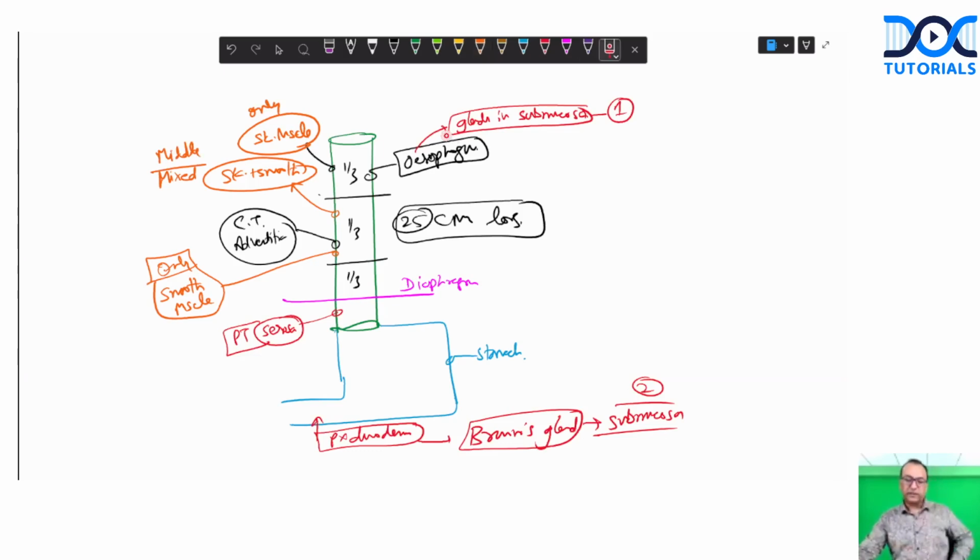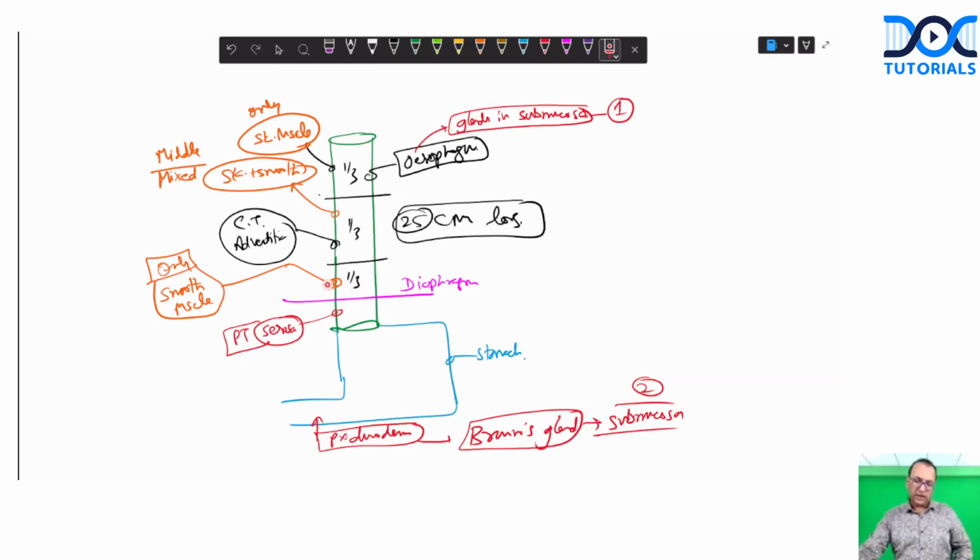So there's a transition basically. Upper one third of the esophagus muscular externa has only skeletal muscles. Middle one third is mixed, skeletal plus smooth. And the lower one third, only smooth muscle, meaning the middle is mixed, and the lower one third is only smooth muscles.